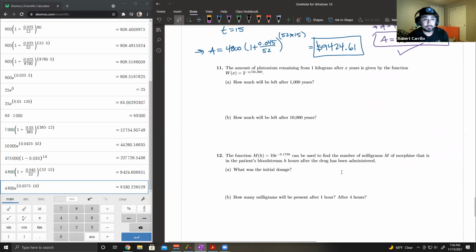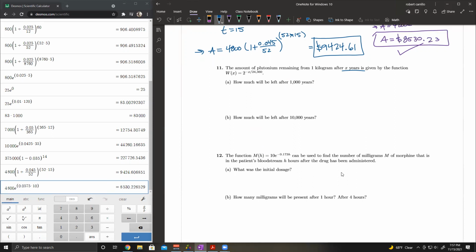Next, 11. The amount of plutonium remaining from 1 kilogram after X years is given by the function W of X equals 2 to the negative X over 24,360. How much will be left after 1,000 years? So in this problem, X represents the amount of years. So if they're giving us 1,000 years, what do we plug it in for?